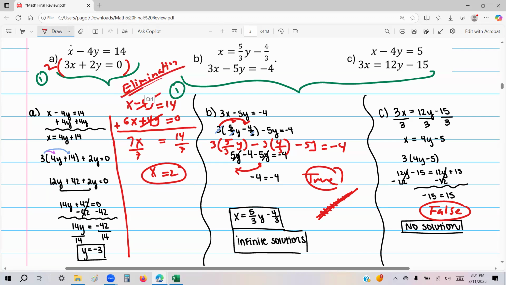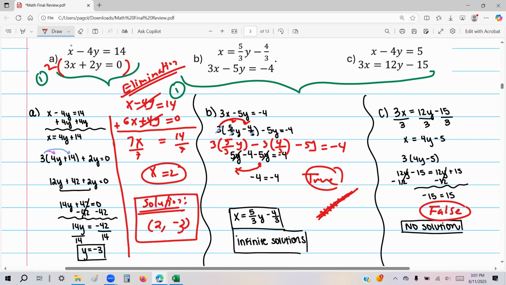This is elimination. The final answer, the solution, x value 2, y value -3. That's how you put them. The other one doesn't have any solution. So you have infinite solutions or no solution.